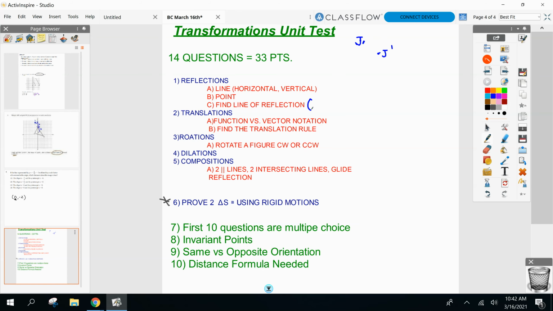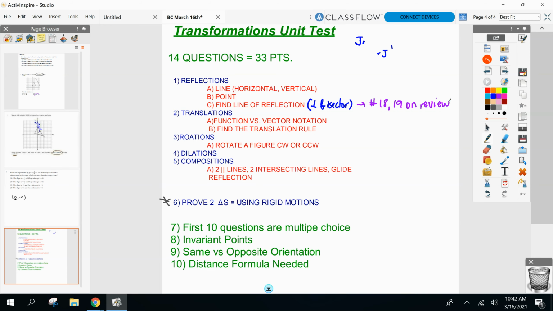Anybody remember what the line of reflection is acting as between the 2 points? That's what I'm looking for. Find the equation for the perpendicular bisector. And if you want any reference, I did stick 2 of them on your review. Numbers 18 and 19 on the review. Okay, so if you wanted practice, that's where it is.